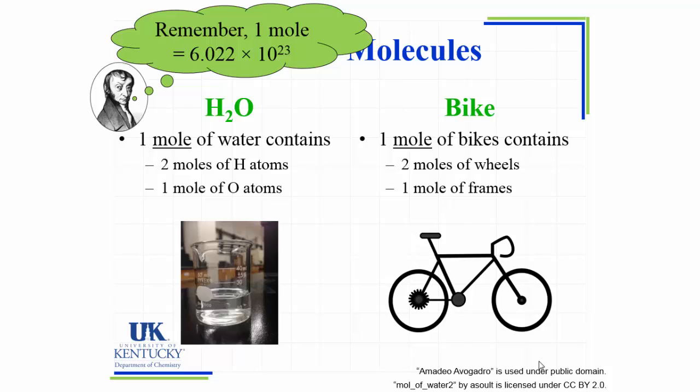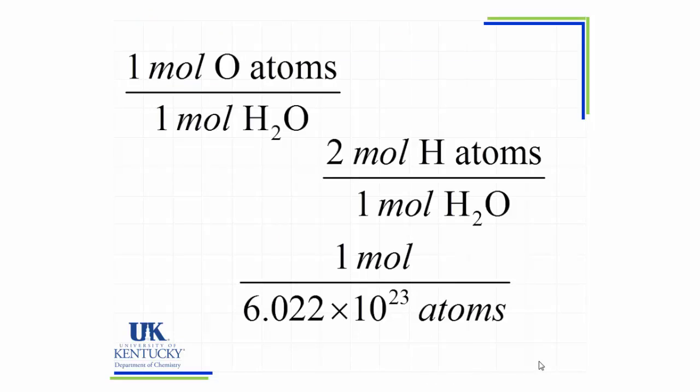Therefore, if I have 1 mole of water, I can say it contains 2 moles of hydrogen atoms and 1 mole of oxygen atoms. Just like if I have a bike, or I have a mole of bikes, I have 2 moles of wheels and 1 mole of frames. Once we've seen what makes up each molecule, we can then write relationships between moles of atoms and moles of the compound. These relationships will be useful in calculations.